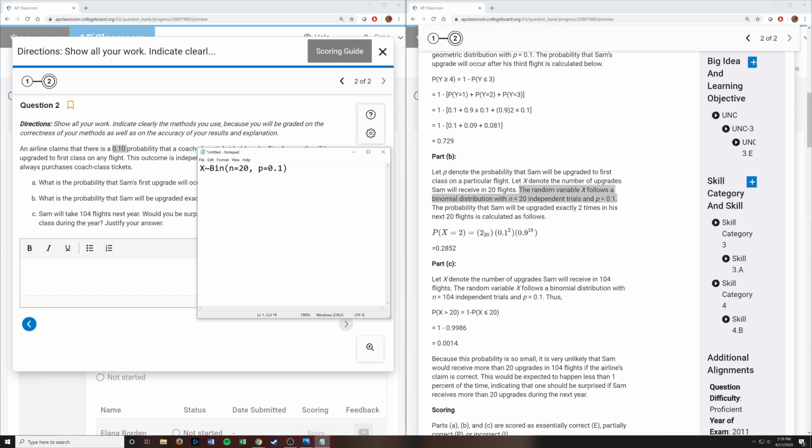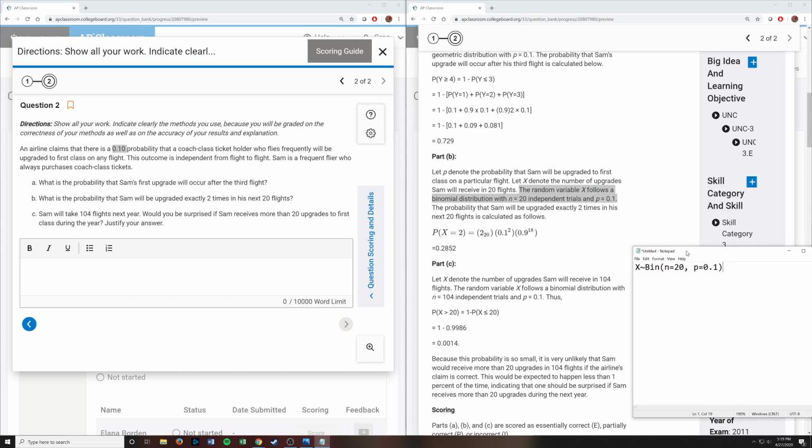So I'm guessing when we get to the scoring part, they're going to say in order to get an E, you've got to write this out. You've got to say what distribution it is with the parameters. And the probability that he gets upgraded exactly twice in his next 20 flights, go ahead and write out that binomial probability model. We don't write it as 2 with a subscript of 20. We wrote it as, in parentheses, the number 20 over the number 2 with no fraction bar. 20 choose 2. Okay. 0.1 squared times 0.9 to the 18th.